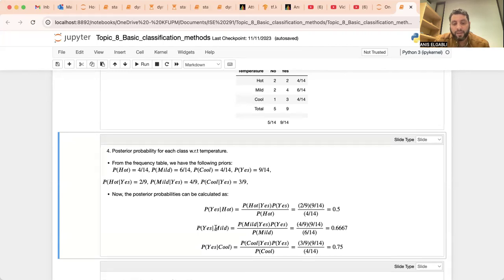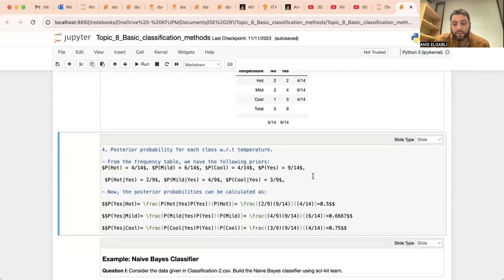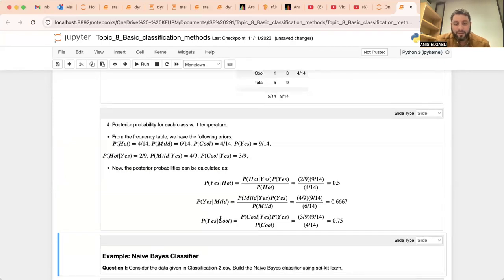But for example, if the temperature is mild, the probability of yes is equal to 2/3, and the probability of no will be 1/3. So then if the temperature is mild, we will choose the class to be yes. If the temperature is cool, the probability of yes is equal to 0.75, 3/4. So the probability here is high, so then we will assign this sample to the class yes.